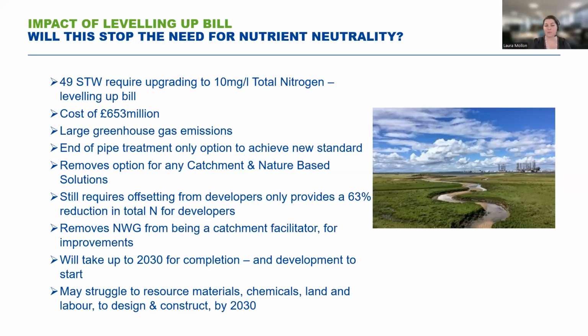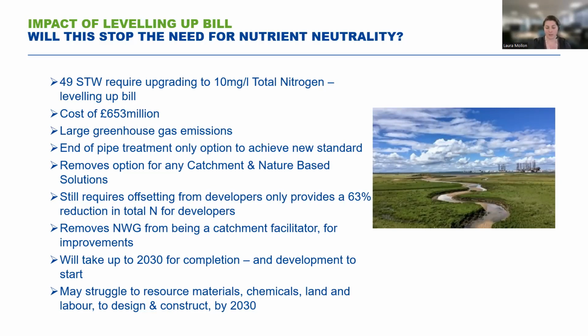This also has really large greenhouse gas emissions. Essentially, in order to get a total nitrogen limit and do that down to the technically achievable limit, it means putting on the same sort of civil engineering that already exists. So essentially, it's like creating another sewage treatment works on top of the sewage treatment works that are already there.